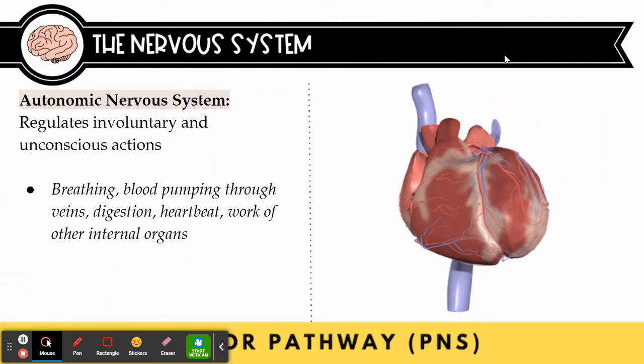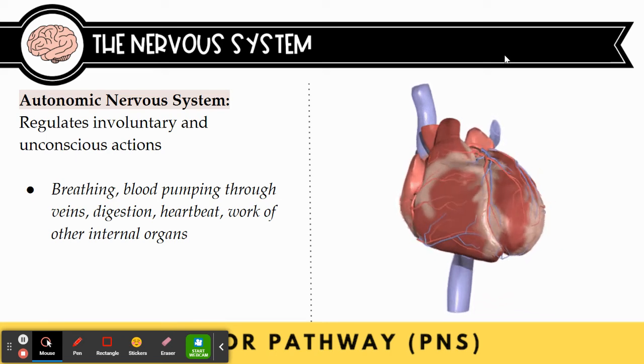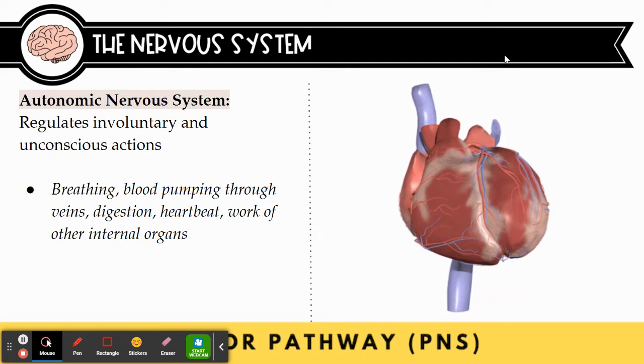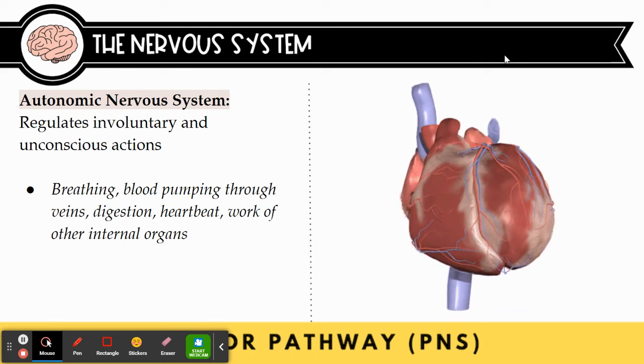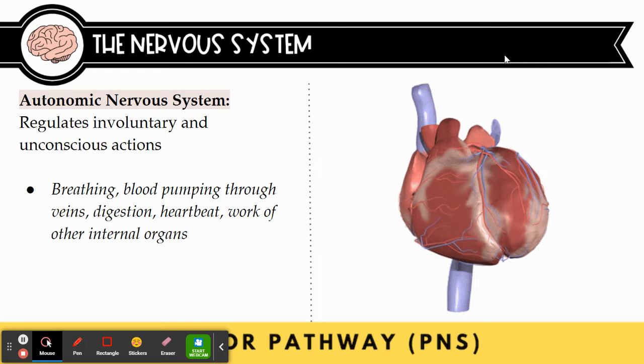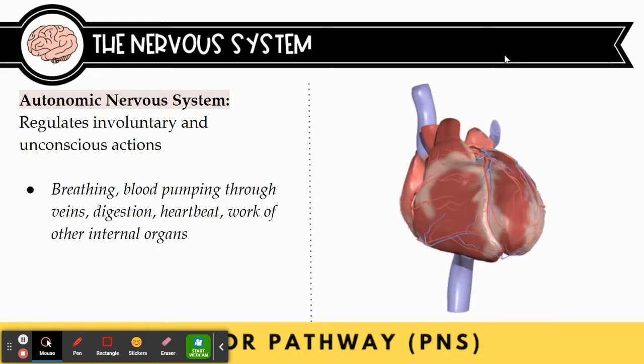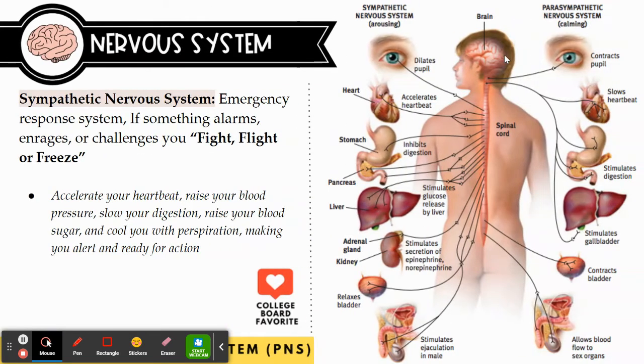All right. So we also have an autonomic nervous system. It's our system that controls those things that we don't think about. Breathing, we typically don't think about. It just happens. Blood pumping is another involuntary, unconscious action. We look at digestion, heartbeat, the work of other internal organs. We are not sitting there telling our liver to function the way it does, or our kidneys to filter out everything they do. That's an unconscious action that our body just knows how to do. That is thanks to our autonomic nervous system.